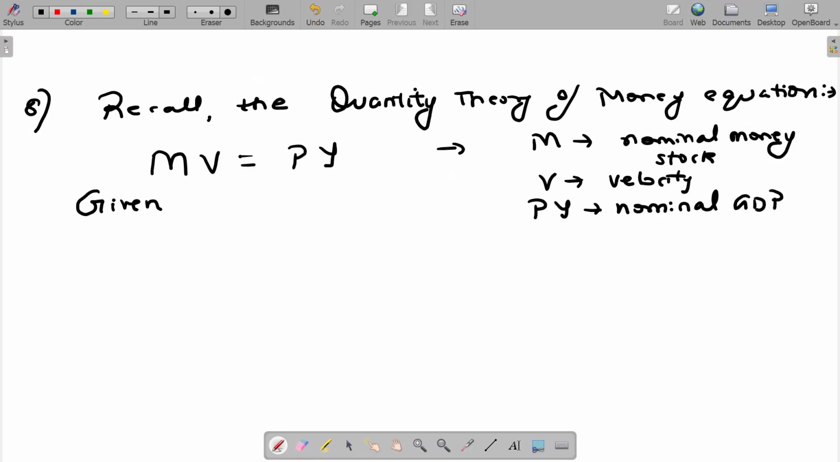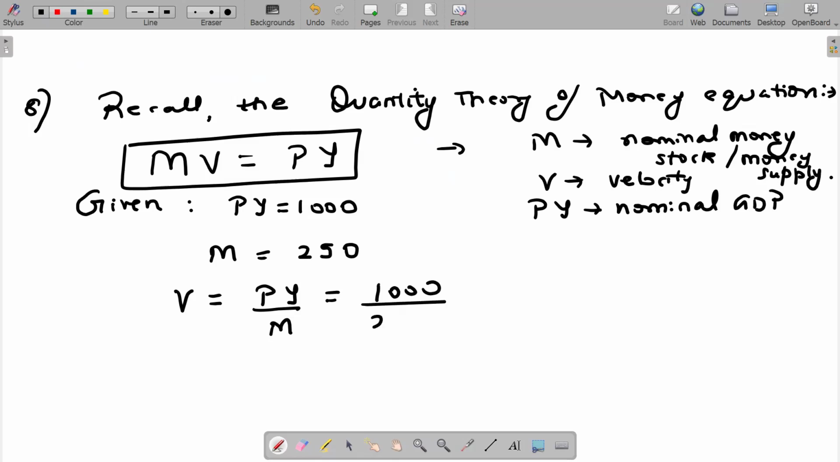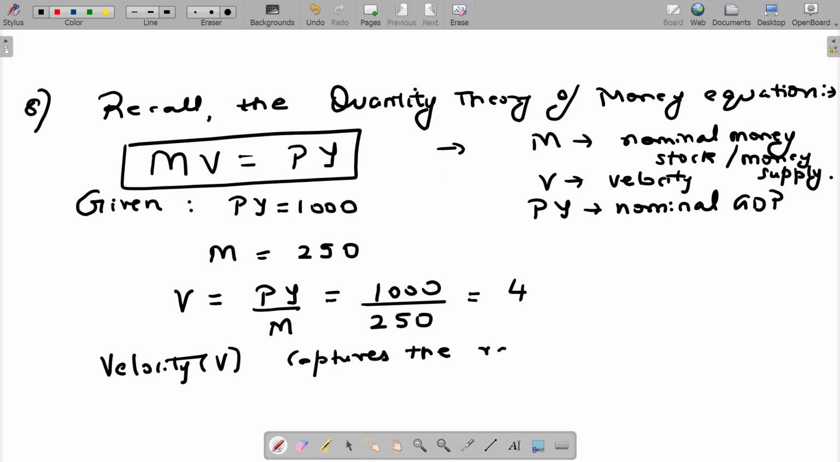We are given that the nominal GDP, which is P into Y, equals 1000 units. And we are given the money supply. M also denotes the nominal money stock or money supply, money held by the public. M is given to us in the question as 250 units. How will I find velocity? Velocity from this equation will simply be P into Y over M. P into Y is 1000. M is 250. How much is 1000 by 250? Velocity captures the rate of circulation of money in the economy. So recall that velocity, denoted by V, captures the rate of circulation of money in the economy.